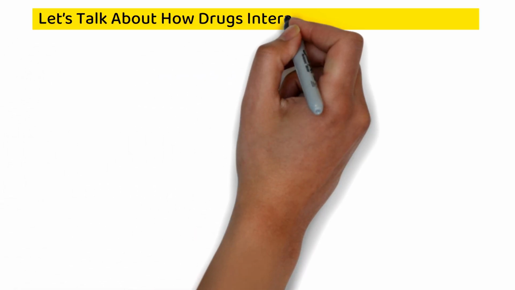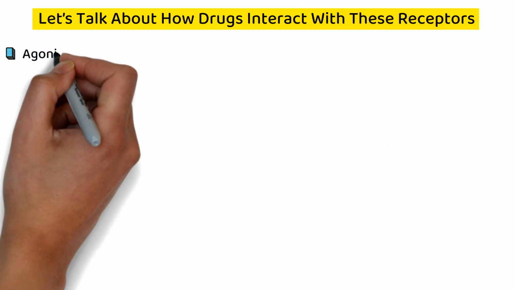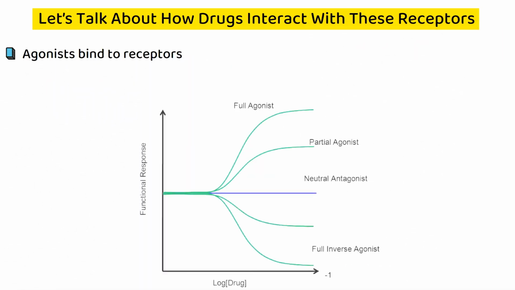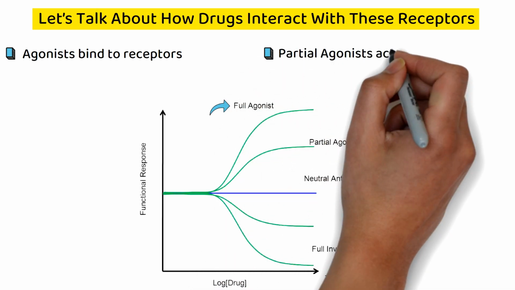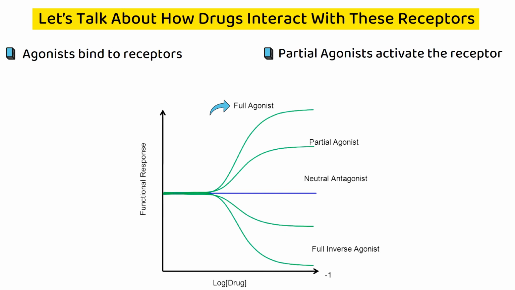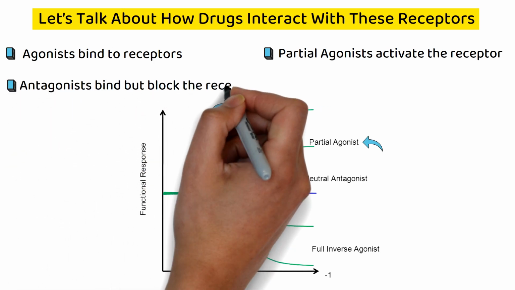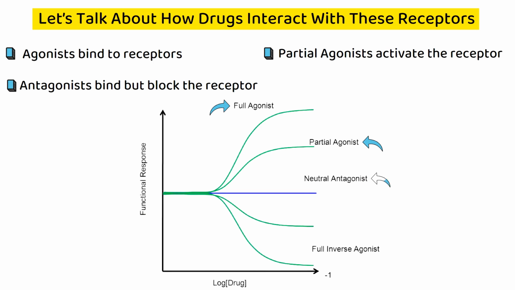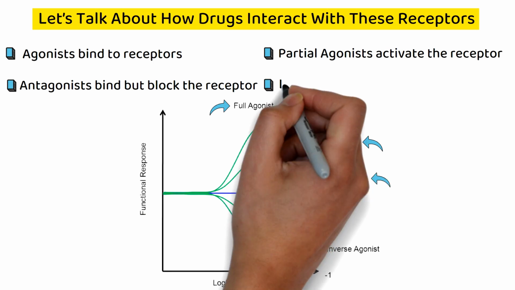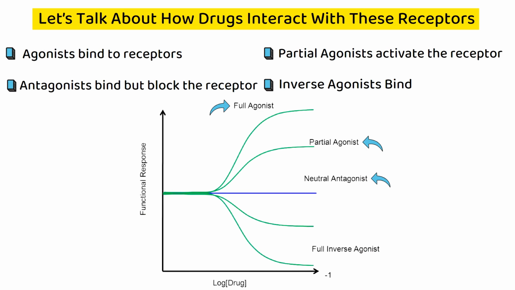Let's talk about how drugs interact with these receptors. Agonists bind to receptors and activate them, mimicking the body's natural messengers. Partial agonists activate the receptor, but only produce a partial response. Antagonists bind, but block the receptor, preventing activation by natural ligands or drugs. Inverse agonists bind and decrease receptor activity below its baseline.